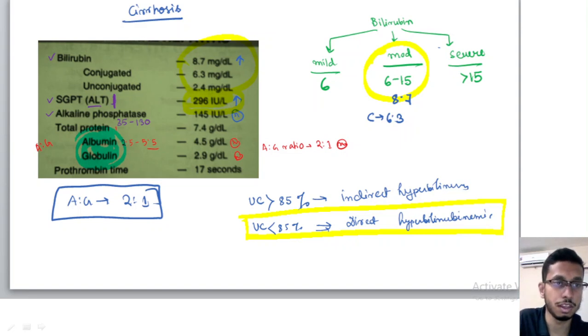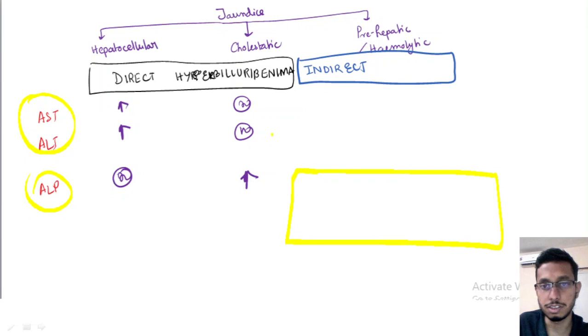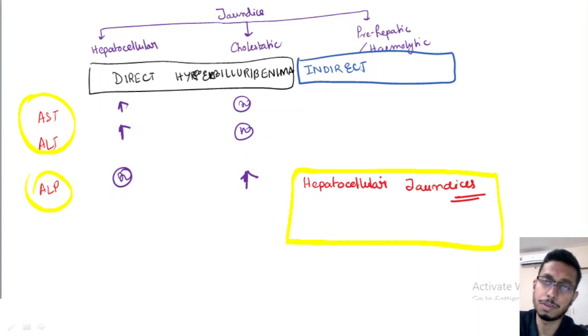So what is the inference here? The diagnosis of this case is hepatocellular jaundice. Now, as this is hepatocellular jaundice, what is the next question you will be asked? What are the common things that you want to rule out in such cases?